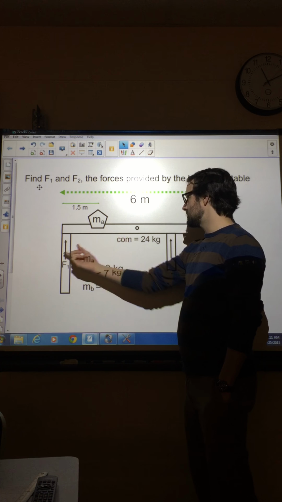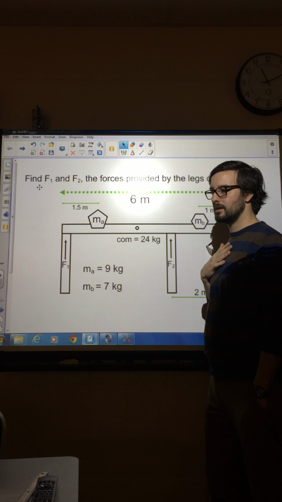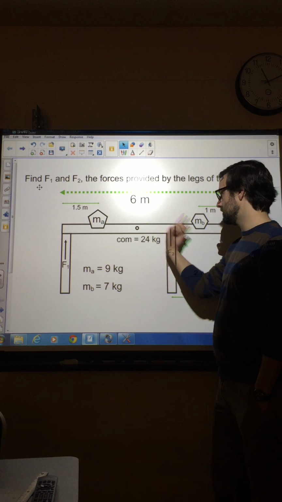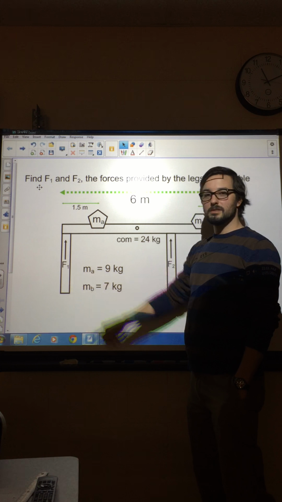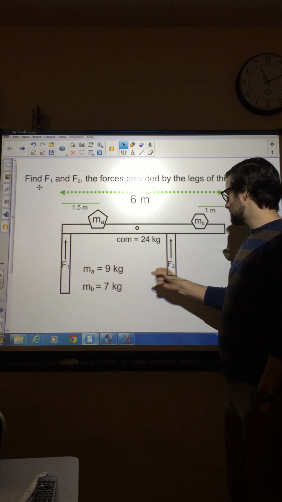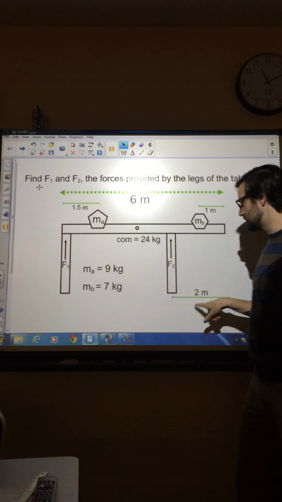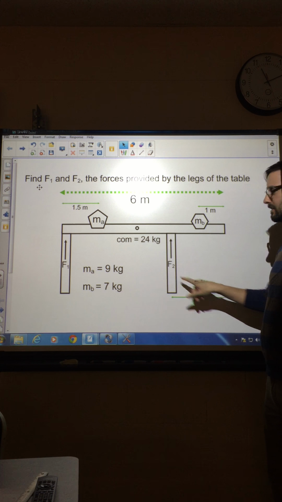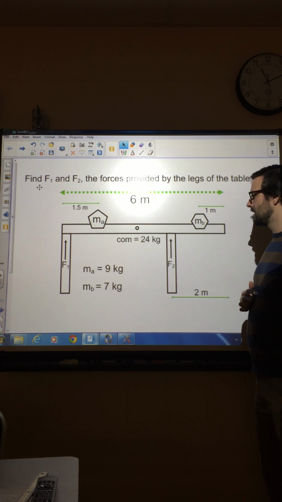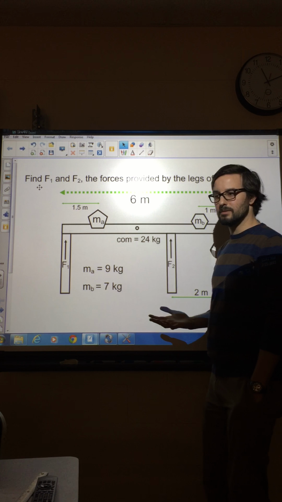So these two legs essentially support three different objects. And those objects have different locations. Our first leg is at the very end of the table, which kind of makes sense. The second leg is somewhere toward the middle, not quite at the end. It's 2 meters from the end. So this 2 meters is telling you how far this leg is from the end of this table. And then we have the numbers for our masses. So that's just a quick breakdown of what the problem looks like.